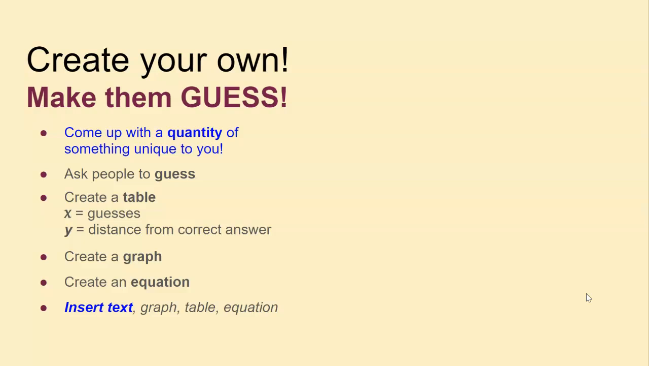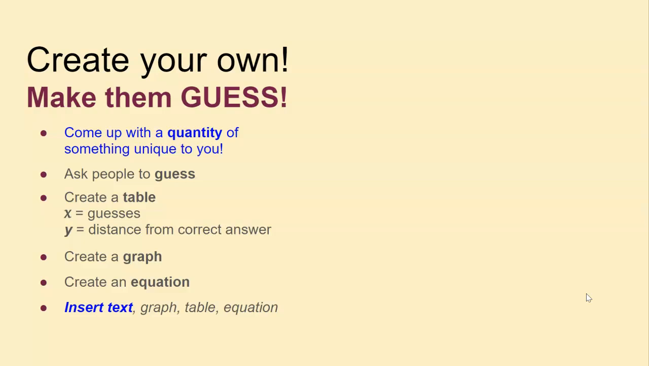Once they've asked their people to guess, they need a minimum of 20 people. They will create their table. They can do it in Desmos.com. And then the y value will be the distance from the correct answer. Like, how far off were they? So if it's too high or too low, just put a whole number, hopefully. And then they're going to create a graph equation, and they do need to put text describing their quantity.